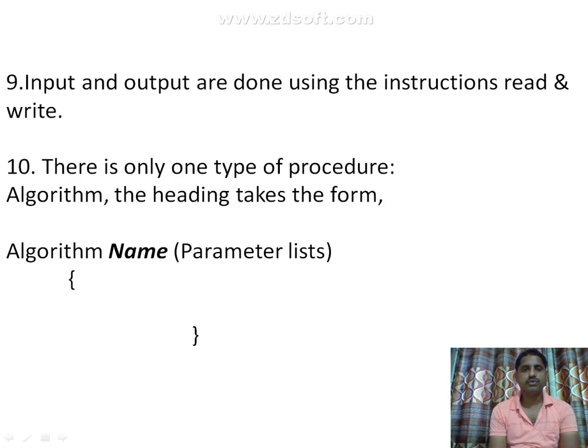next, input and output are done using the instructions read and write, and there is only one type of procedure, that is, an algorithm. The heading takes the form: Algorithm Name, parameter list, with opening and closing parentheses. So likewise we can write an algorithm: the word Algorithm, the name of the algorithm, and the parameter list within the parentheses.